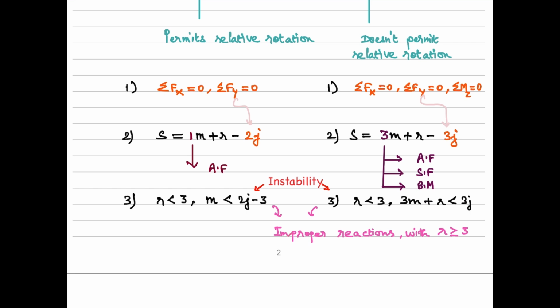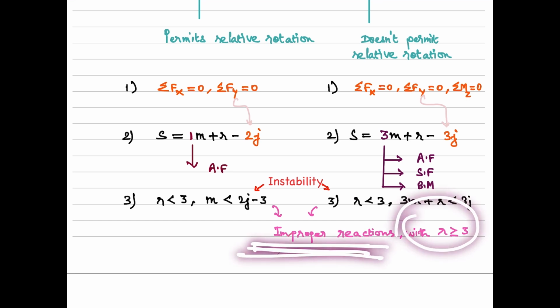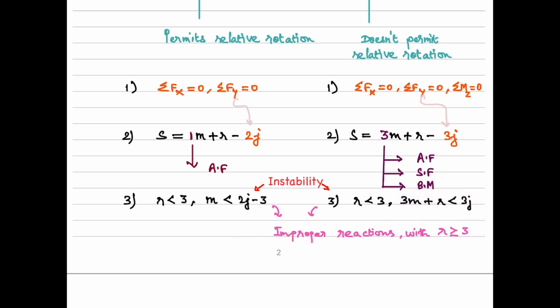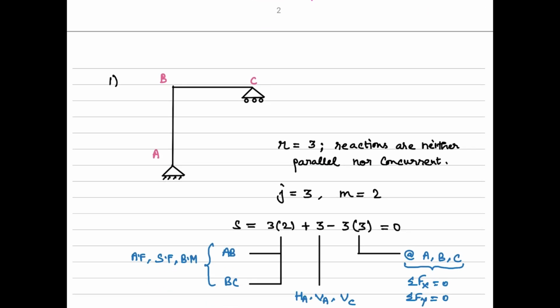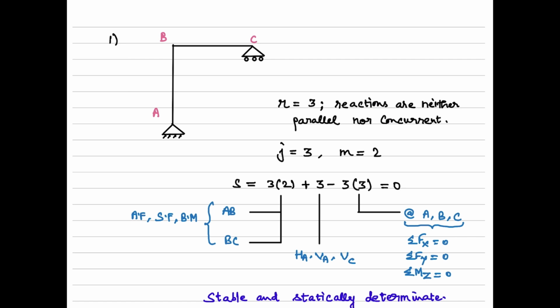And finally, there was another scenario where instability could be possible. That is when r is greater than or equal to 3. Even if this is the case, if the support reactions or the members are not appropriately arranged, it can also lead to instability. I hope whatever details we have is good enough to proceed with examples. Let's go to the first example.